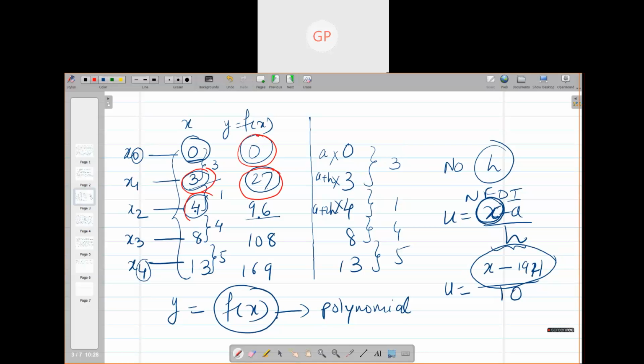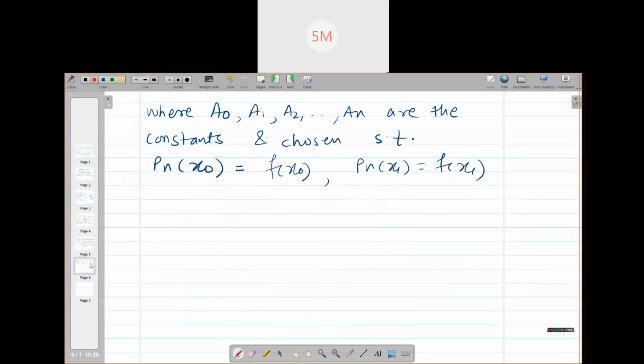When you substitute x equal to x2, you should get f of x2. Pn of x2 should be equal to f of x2, and so on. Pn of xn should be equal to f of xn. This is how the constants must be chosen.